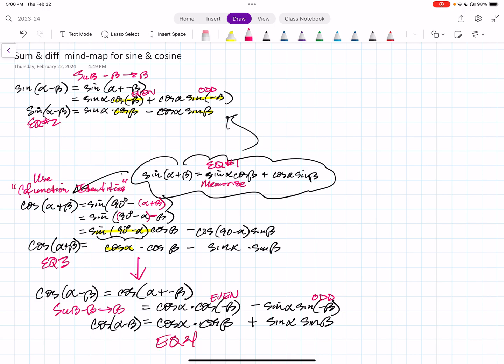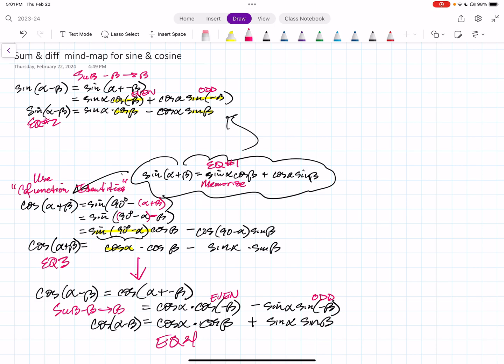Okay, so notice that the cosine expansions are different than the sine expansions. It goes cosine, cosine, change sign, sine, sine, whereas the expansions for sine alternate. So it goes sine to cosine, and the sine remains the same, and then cosine, sine. So they have an alternating pattern.